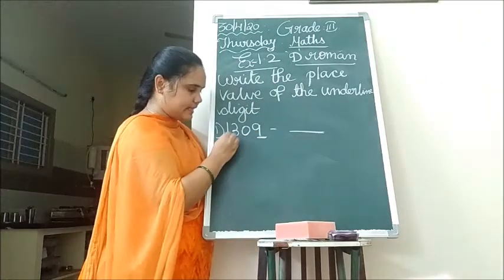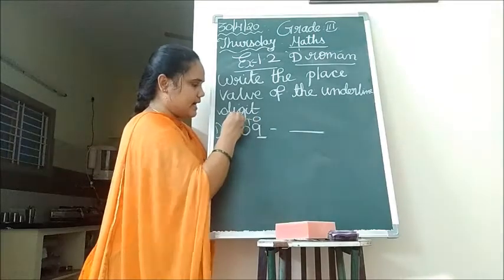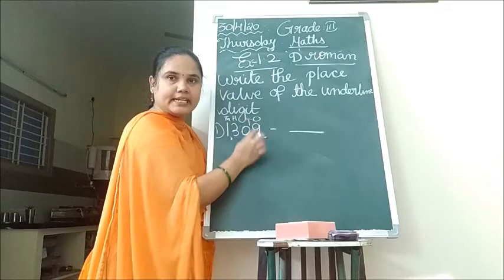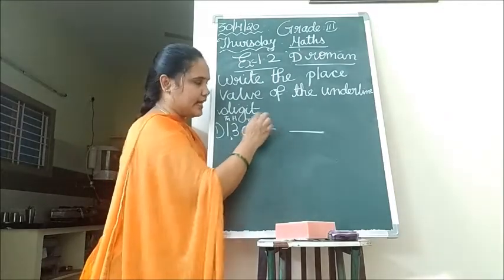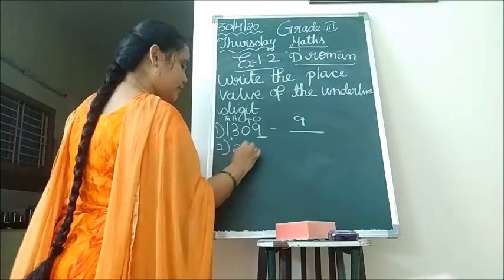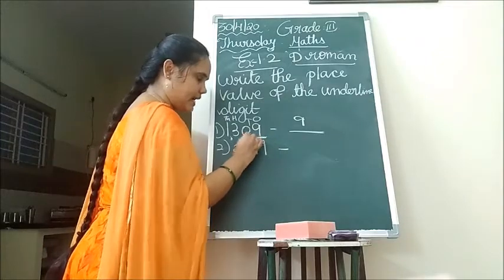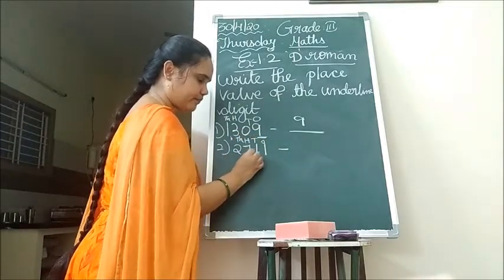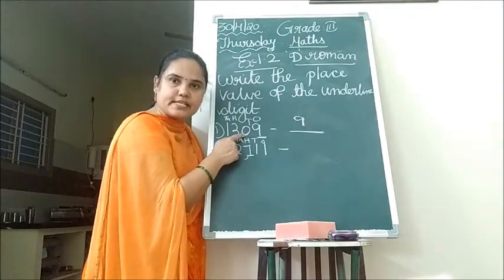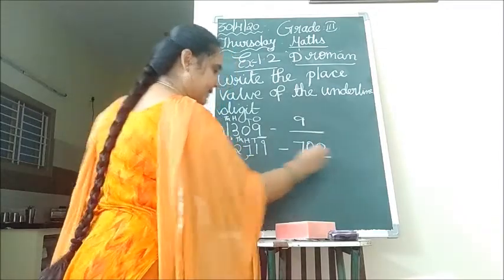First one, see, 1309. First write the places: ones, tens, hundreds, thousands. Which digit is underlined? 9 is underlined. 9 is in which place? Ones place. So 9 ones, 9. Second one, 2711. Write the places now: ones, tens, hundreds, thousands. Which digit is underlined? 7 is underlined. 7 is in which place? Hundreds place. So 7 into 100, 700.